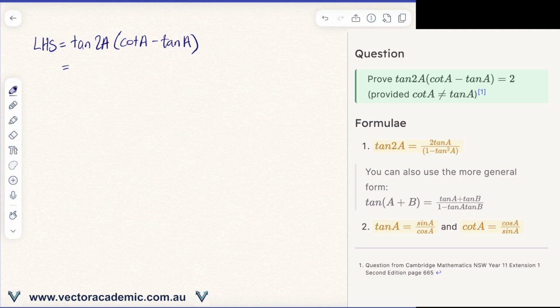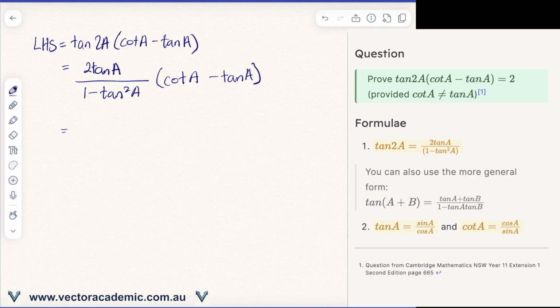Now, tan 2A, we use our first formula for the double angle formula. So we have this equals 2 tan A over 1 minus tan squared A, over cot A minus tan A. Good. Next step, I'm going to use the second lot of formulae to remove all our tans from the equation and just have everything in terms of sines and cosines.